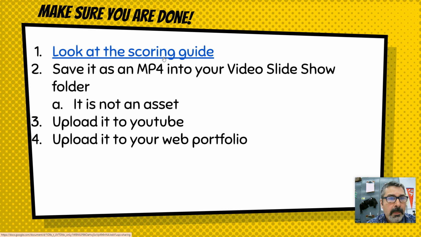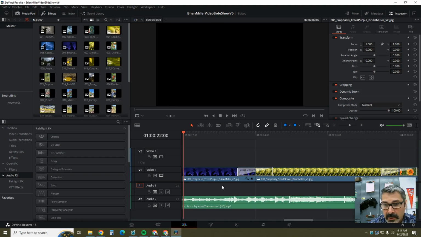Then we're going to save it as an MP4. We're going to export it as an MP4. Then we're going to upload it to YouTube. And then from YouTube, we're going to put it on your web portfolio. So let's see what this is going to look like. All right, so again, this thing is finished. It hit every item on the scoring guide.